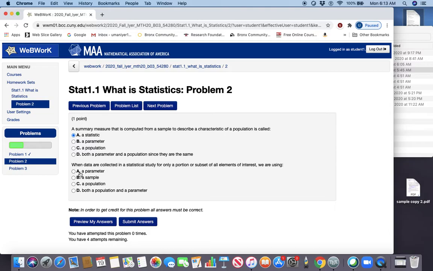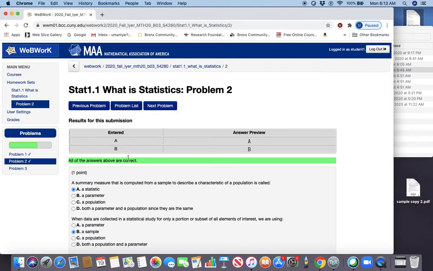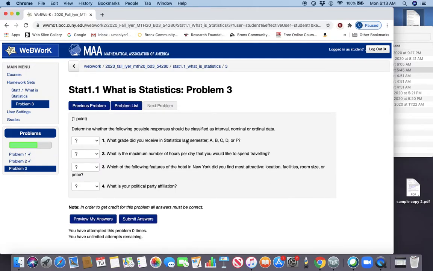Now, when data are collected in a statistical study for only a portion or subset of all elements of interest, we are using only a portion or subset. So I would still say it is a sample. We are not taking it for everybody. Everybody would be population. When we are looking at only a portion or a subset, it is a sample. Let's try. Okay.